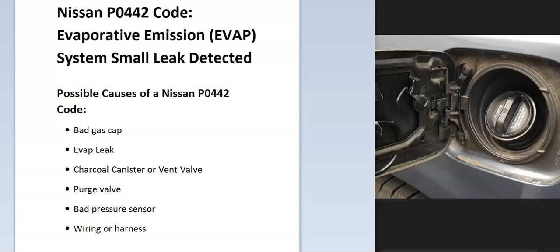So today I'm talking about a Nissan with the P0442 code, what it is and how you go about fixing it. So what is the Nissan P0442 code? Well, it's an evaporative emission (EVAP) system small leak detected. And what does this mean?